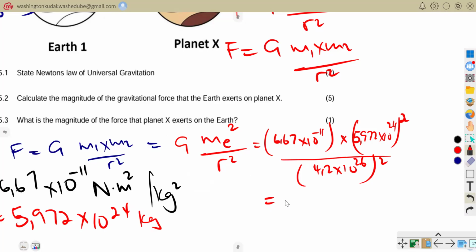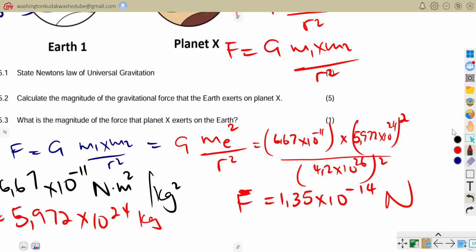So here the answer that I'm getting is 1.35 times 10 to the power of negative 14. So I'm getting my force being equal to 1.35 times 10 to the power negative 14. That is the force of gravitation. That is the gravitational force that the Earth exerts on planet X. So this would be given in newtons.